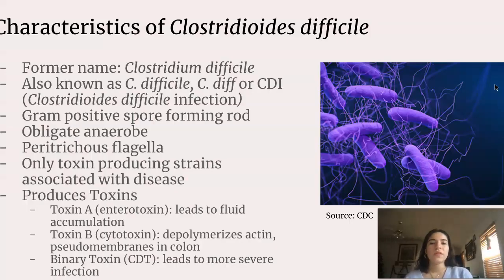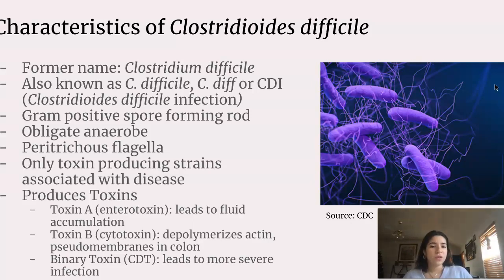So some characteristics of Clostridioides difficile. Its former name was Clostridium difficile and it was recently changed due to some discoveries that it was more closely related to the Peptostreptococcaceae family. It is also known as C. difficile, C. diff, or CDI, Clostridioides difficile infection. It's a gram-positive spore-forming rod and an obligate anaerobe.